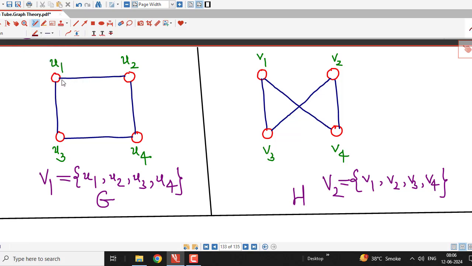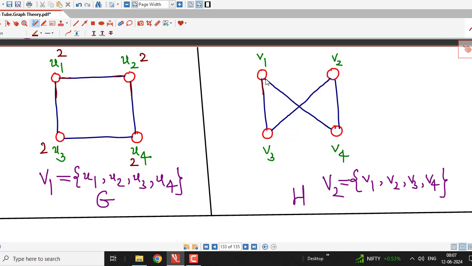For u1 we can see that u1 is incident with 2 edges, that is, the degree of u1 is 2, or we can say that there are 2 edges meeting at u1, therefore the degree of u1 is 2. Similarly, there are two edges incident with u2, so the degree of u2 is also 2, the degree of u4 is also 2, and the degree of u3 is also 2. That means graph G has 4 vertices of degree 2. So here also we must have 4 vertices of degree 2.